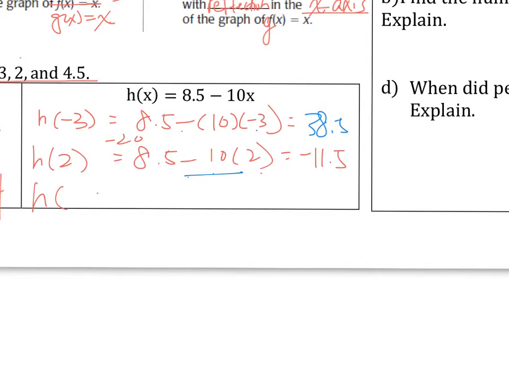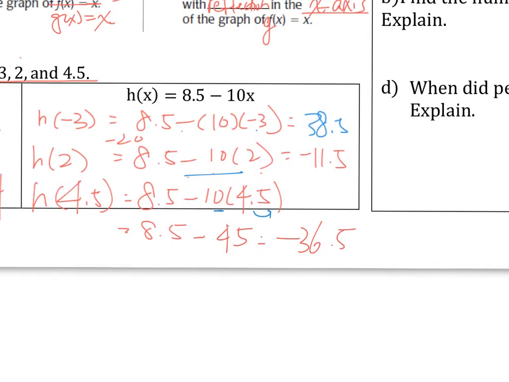And h at 4.5 is 10 times 4.5. You can shift the decimal one place to the right, so 45. And then we have negative 36.5.